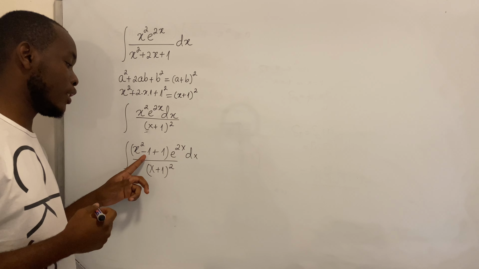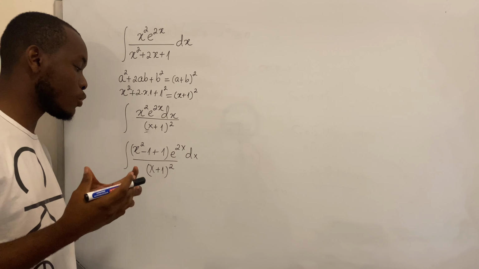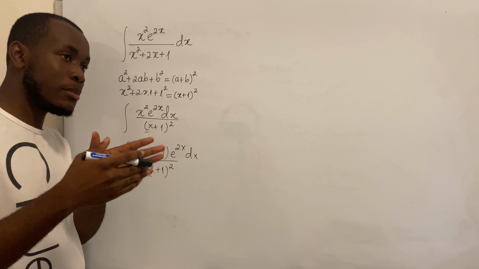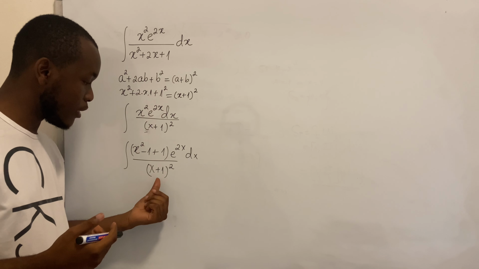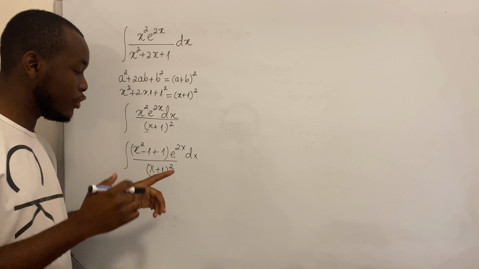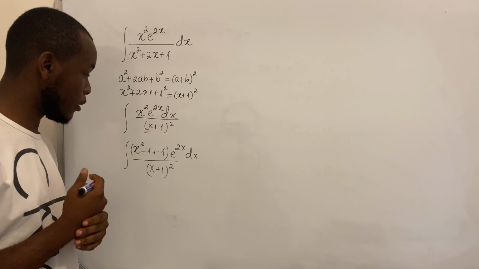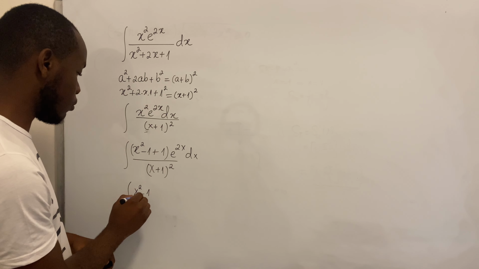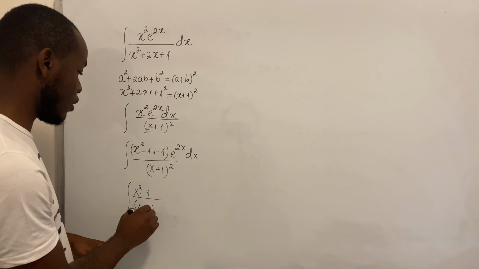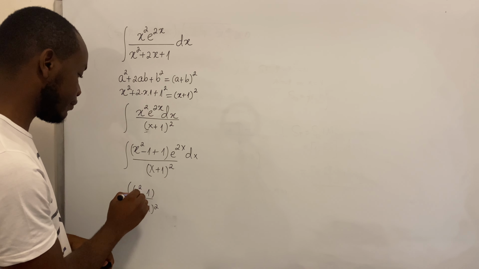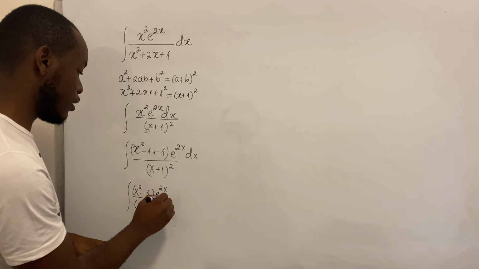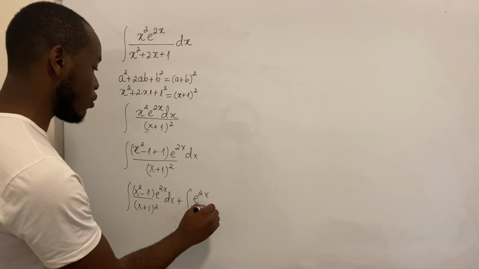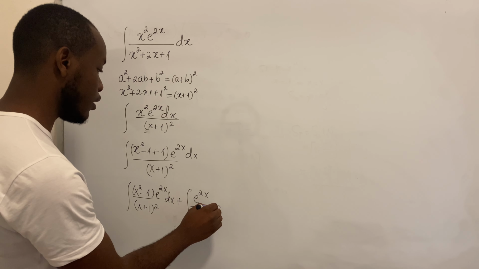Because by implementing negative 1, I will be having difference of two squares. And in the difference of two squares, it's x minus 1 times x plus 1. So that x plus 1 can be simplified with the denominator to reduce the exponent of the denominator. Okay, so we're going to have now the integral of x squared minus 1 over x plus 1 squared, e to the power 2x dx, plus the integral of e to the power 2x over x plus 1 squared dx.